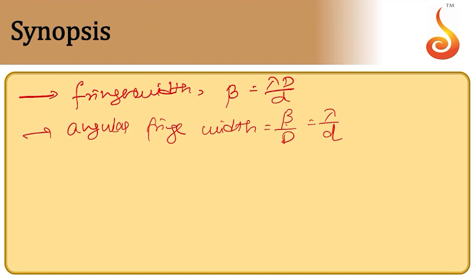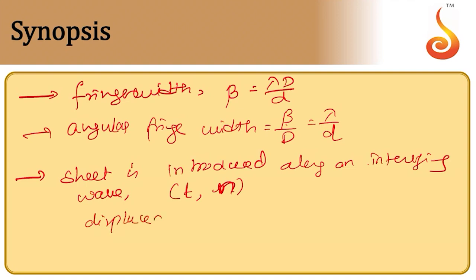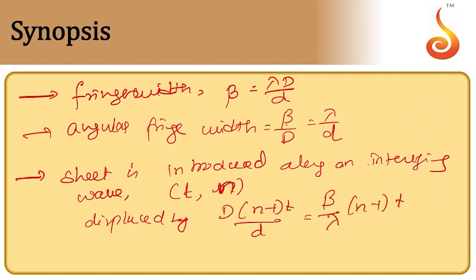Suppose a transparent sheet is introduced along an interfering wave. Assume that its thickness is t, refractive index is n. Then the fringe is displaced by this distance, D into (n minus 1) into t divided by d. This can also be written as beta divided by lambda into (n minus 1) into t. And it is shifted towards the side in which the sheet is introduced. But the fringe width, remember, remains the same. There is no change in the fringe width.